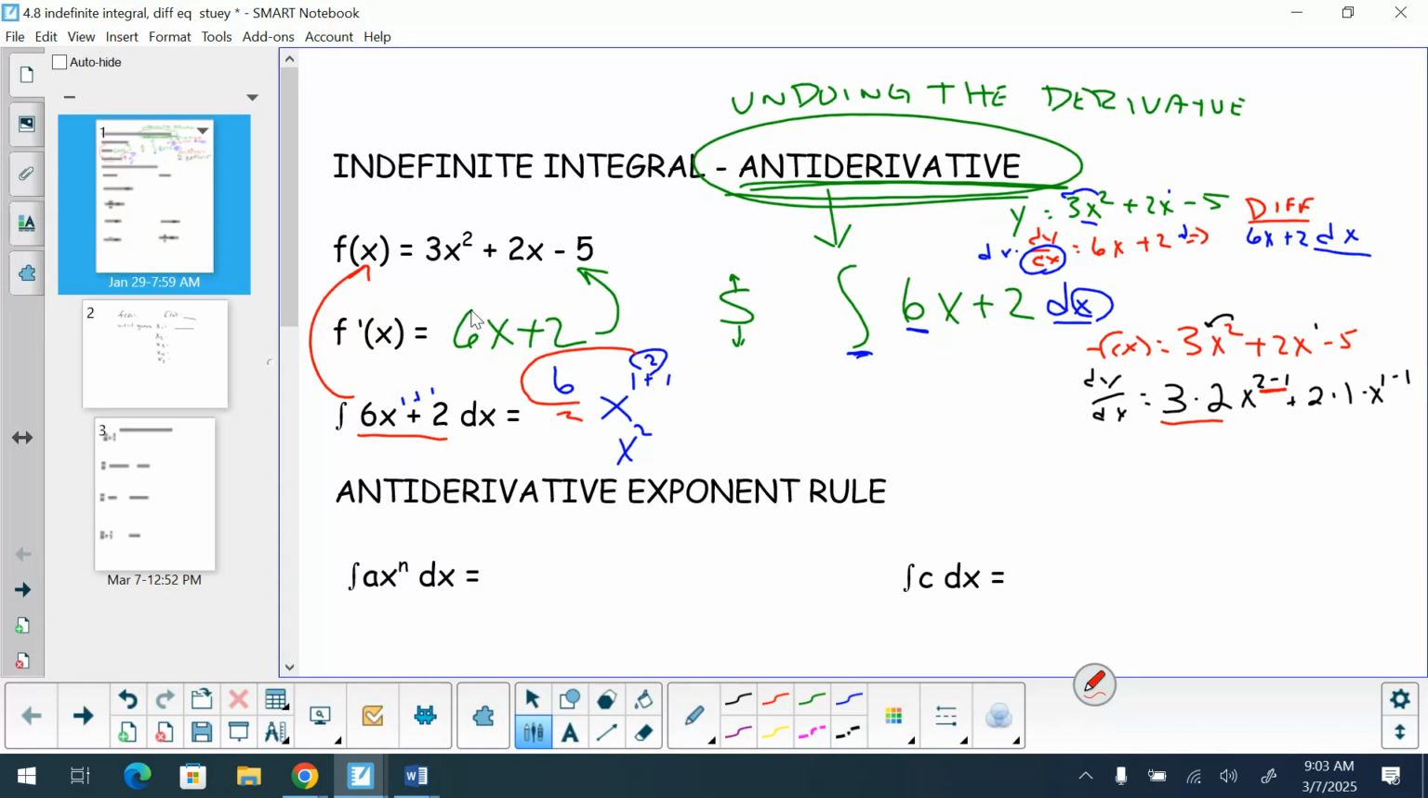It is putting your mind in reverse. Before, we multiplied the exponent to the coefficient and subtracted 1 from the exponent. Now we're going to add 1 to the exponent first, and then divide by our new exponent, which will take us back to 3x squared, which is what we want to get here.